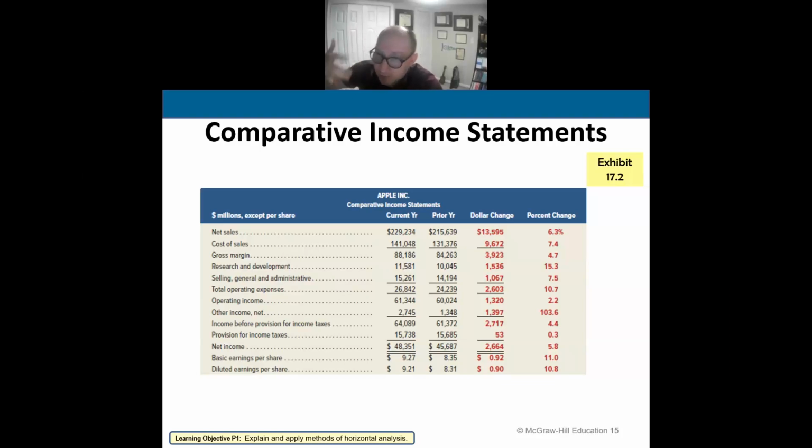And so these types of things get us to think about what had to happen. Does it make sense, this structure? Everyone understands how to do dollar change and percent change? Those are important concepts, yeah?